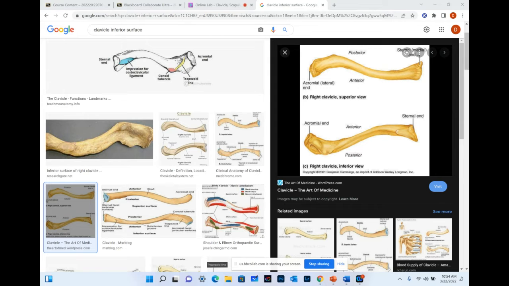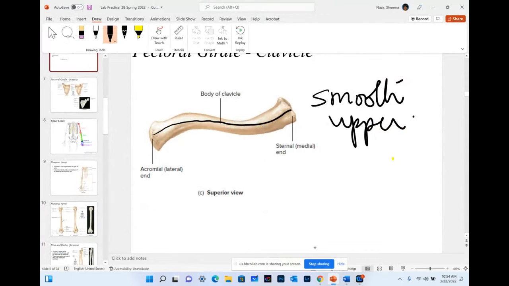Also, keep in mind acromial and sternal ends. The flatter end is acromial, towards the shoulder. And the chunkier end is the sternal, which is going to be near the sternum. So now you know which part of the bone is medial and which part is lateral. Once you know medial and lateral, and superior and inferior, you should be able to figure out what side bone it is.